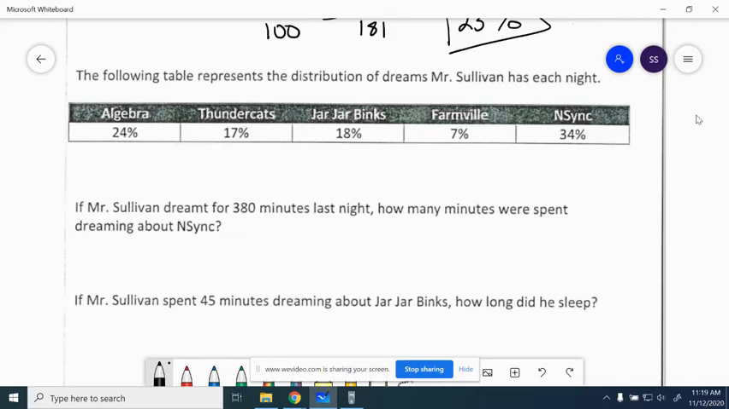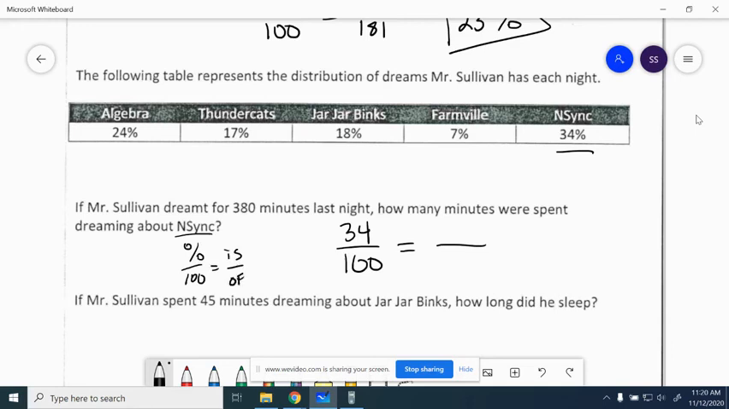So let's think about it like this. All right, so we're given percents, right? So it's asking about NSYNC, and we're given the percent. So we already know that 100 is always going to be on the bottom, but they gave us a percent, so that has to go on top here, right? Because it's percent over 100 is equal to is over of.